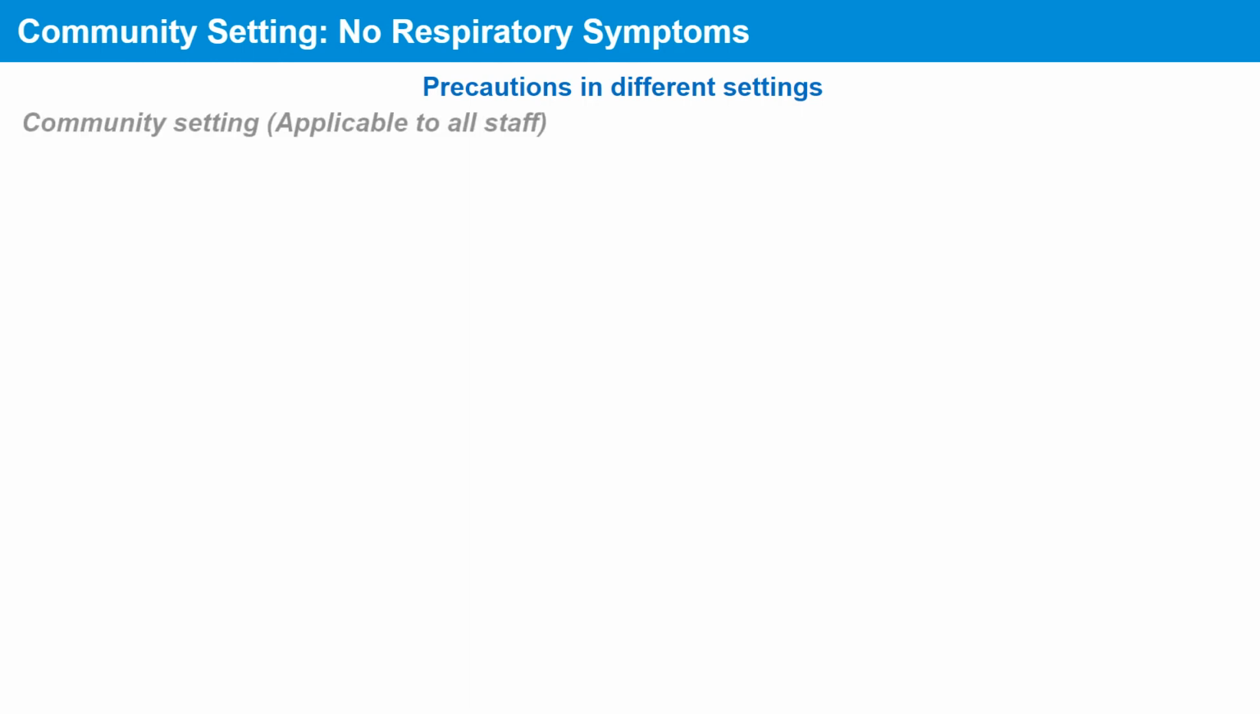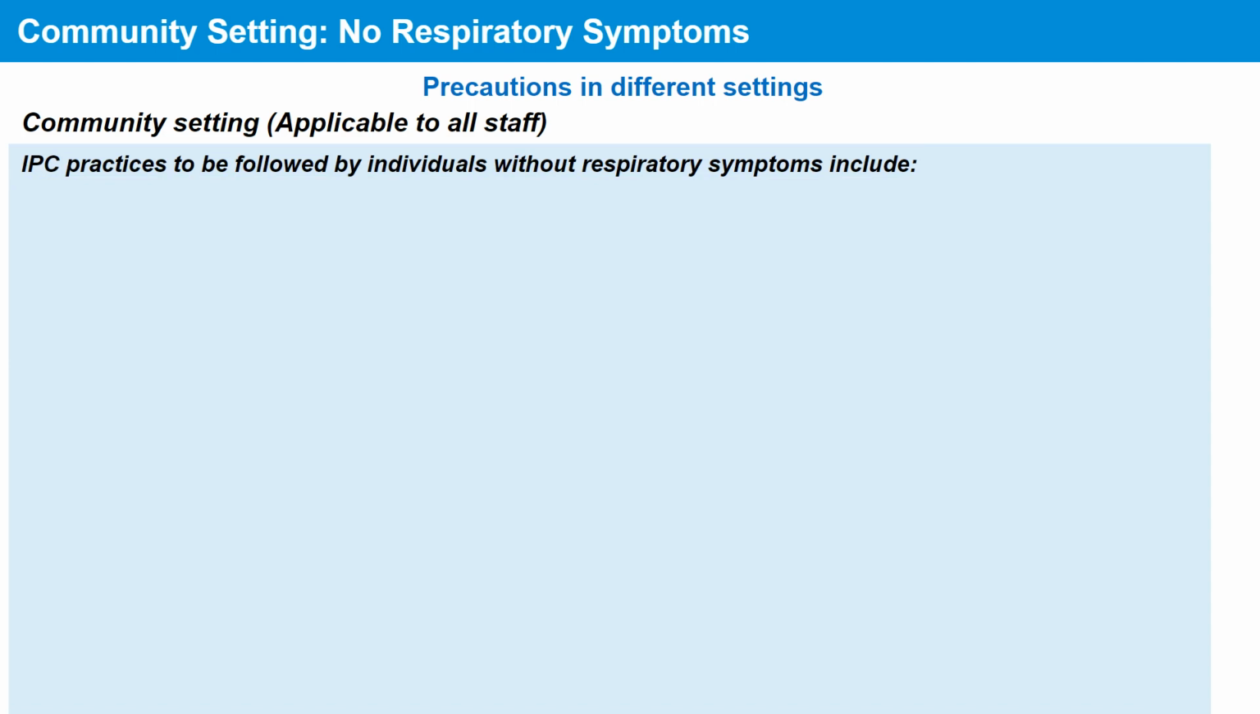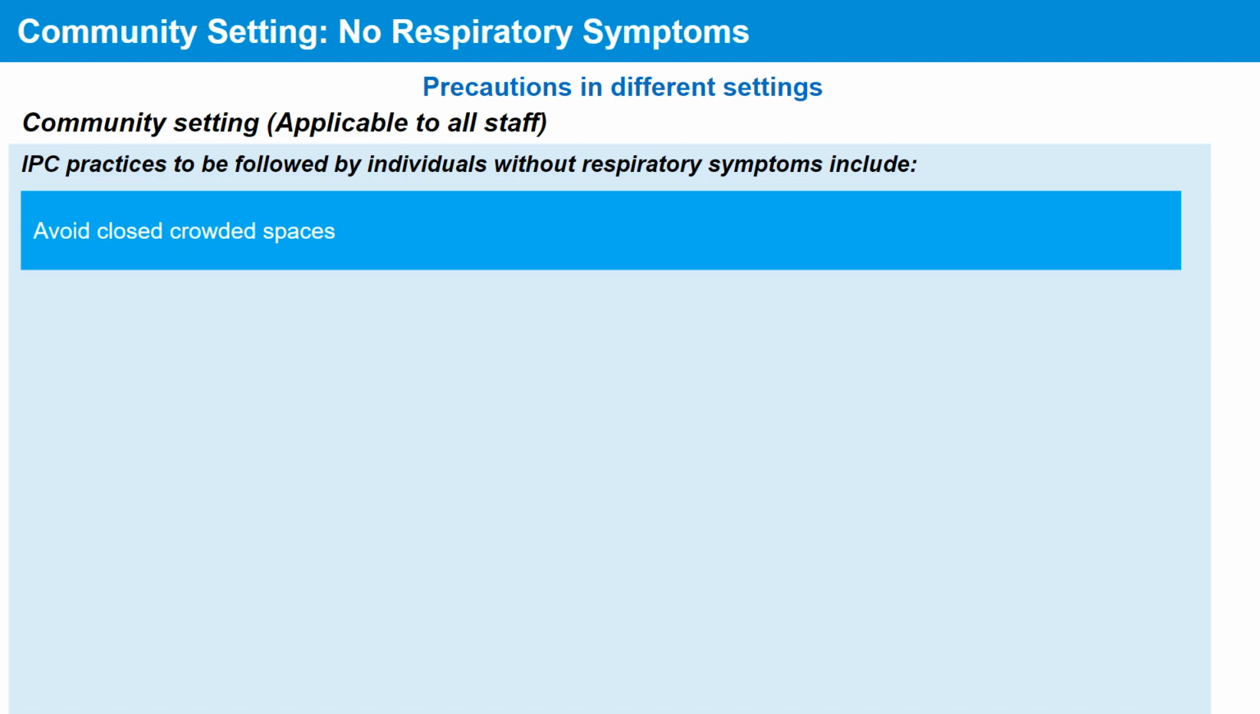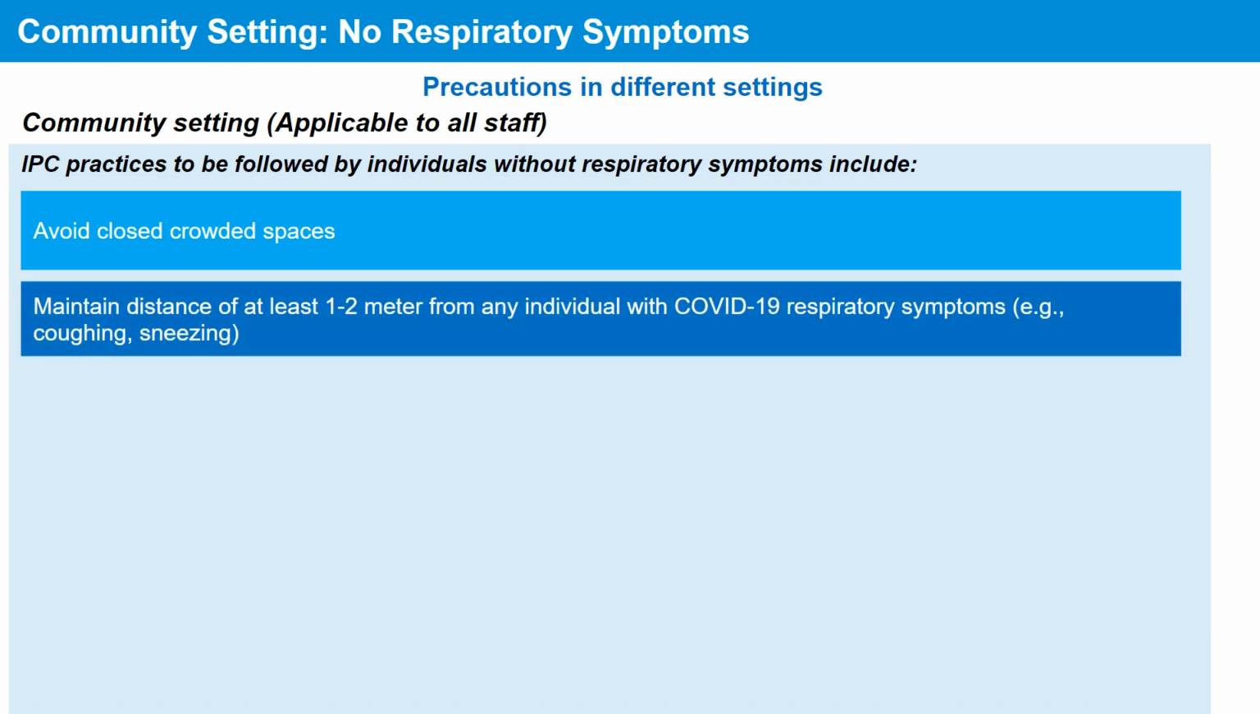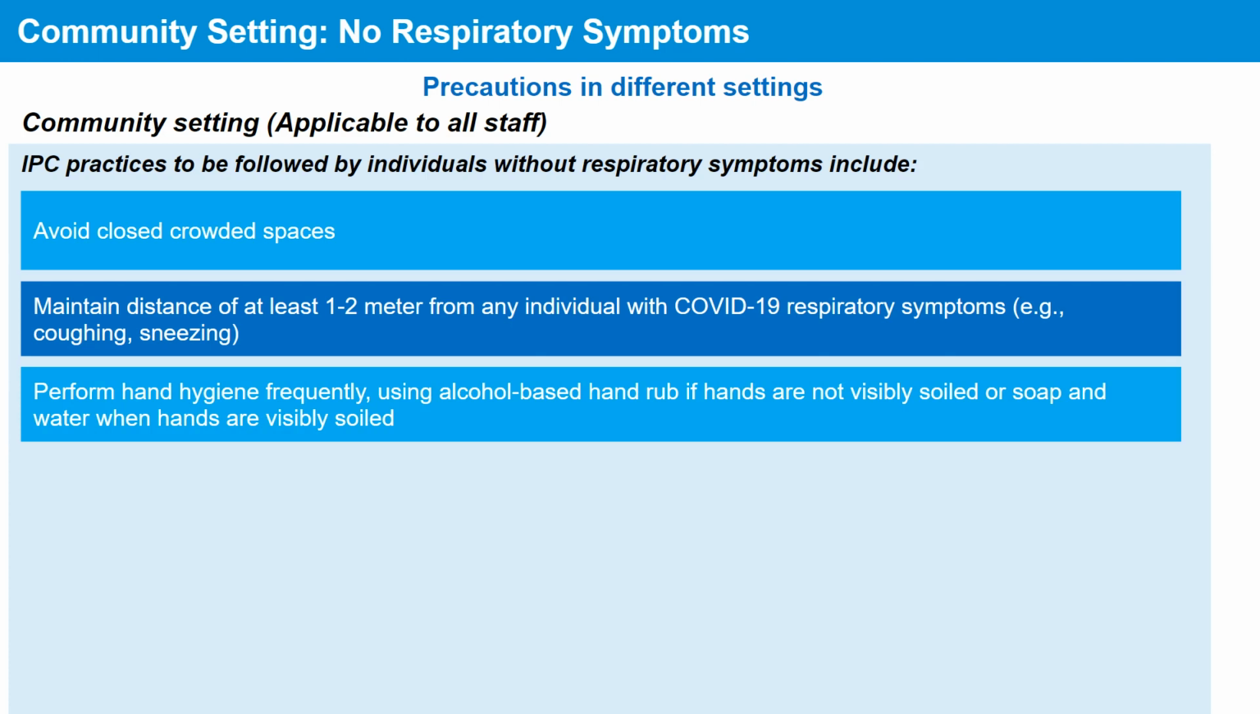The precautions to be taken in community settings are applicable to all staff. IPC practices to be followed by individuals without respiratory symptoms include: avoid closed crowded spaces, maintain a distance of at least 1 to 2 meters from any individual with COVID-19 respiratory symptoms, for example, coughing, sneezing, and perform hand hygiene frequently using alcohol-based hand rub if hands are not visibly soiled, or soap and water when hands are visibly soiled.